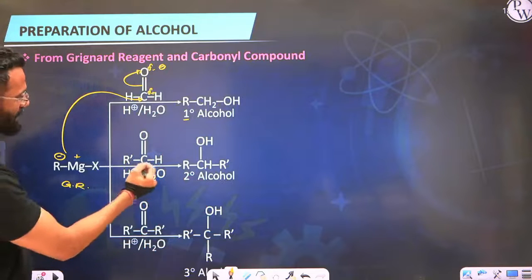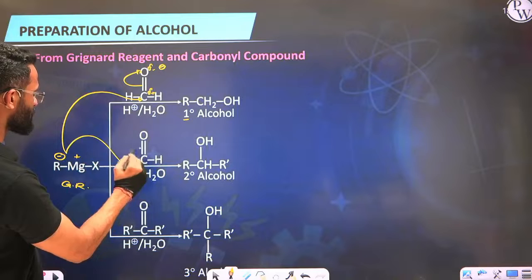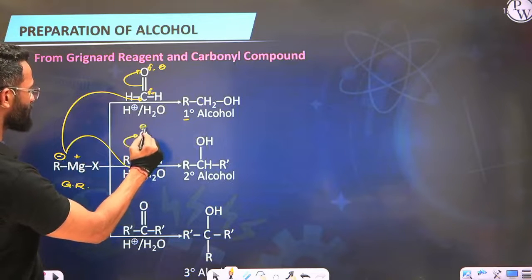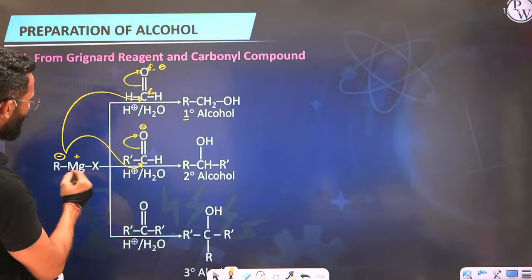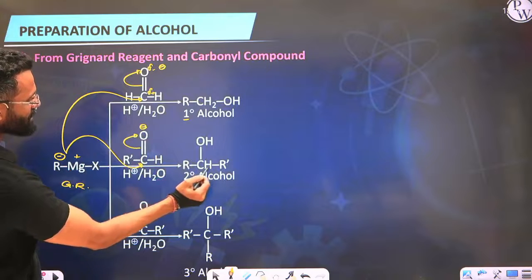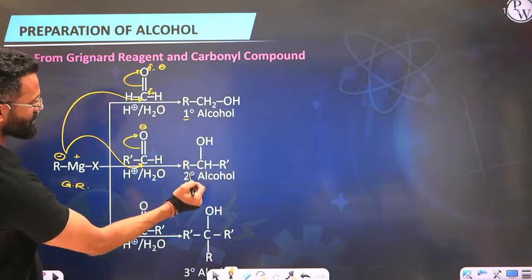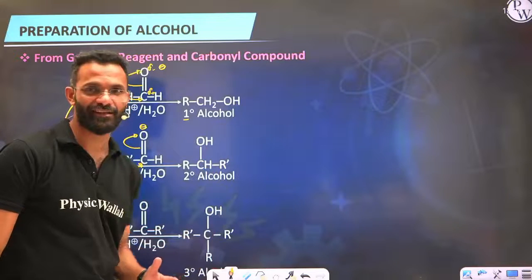In case of any other aldehyde, R minus will attack at this deficient carbon, the pi bond will break to make it O minus, which will accept H plus from a solvent. So what are we going to get? RCH(R')-OH, which is nothing but a secondary alcohol, because the functional group OH is connected to a secondary carbon.